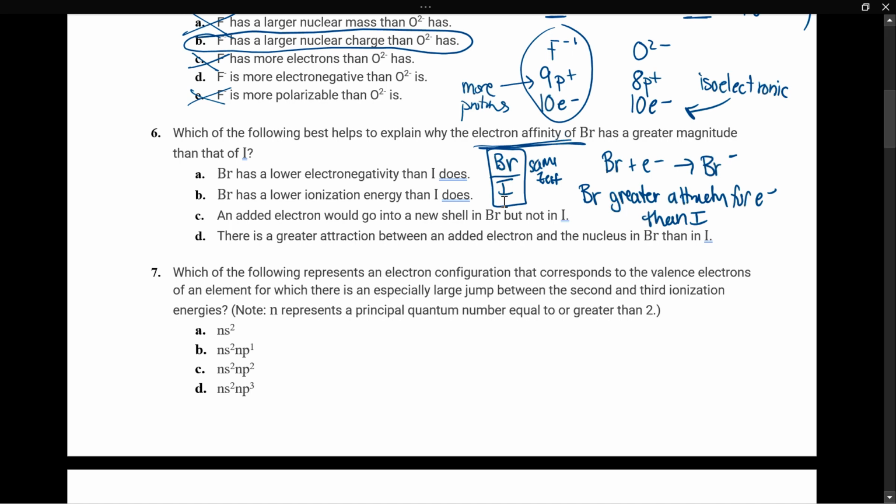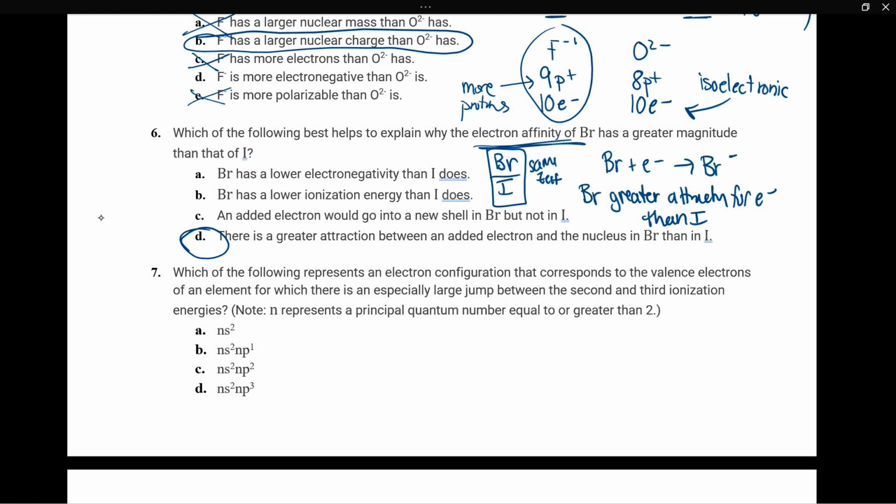So let's see, which of these makes the most sense? It seems like there's greater attraction between the electron and nucleus in bromine than iodine. This D seems to match what we're saying here. Going through these other ones, let's make sure these other answer choices are wrong.